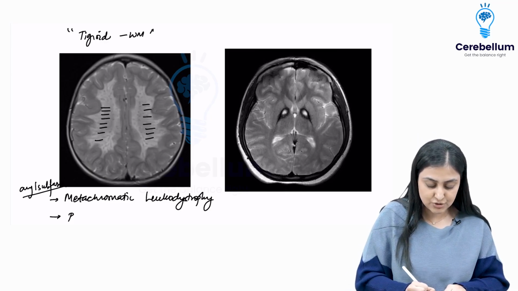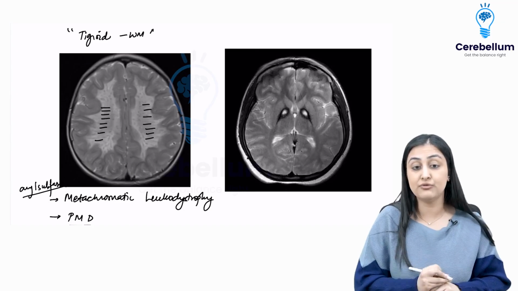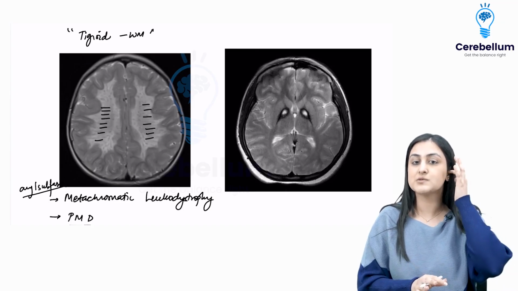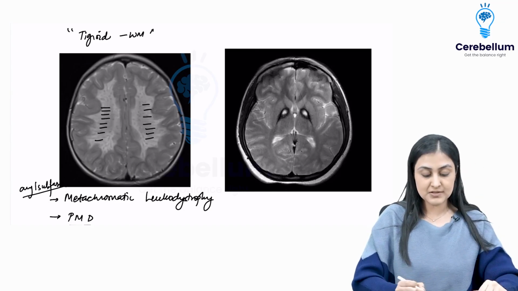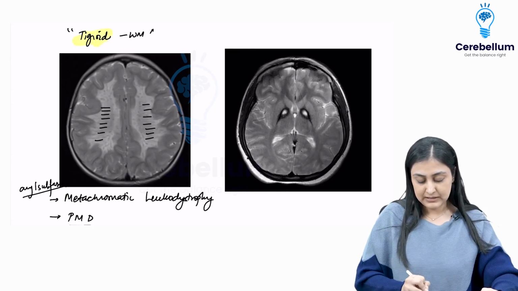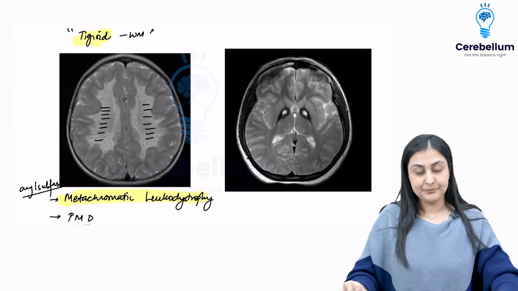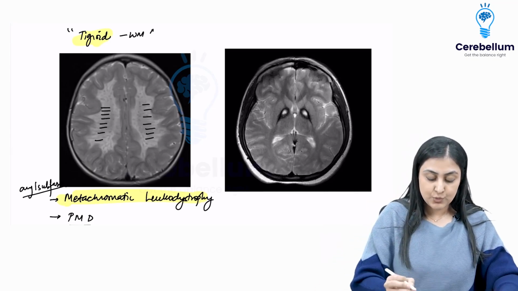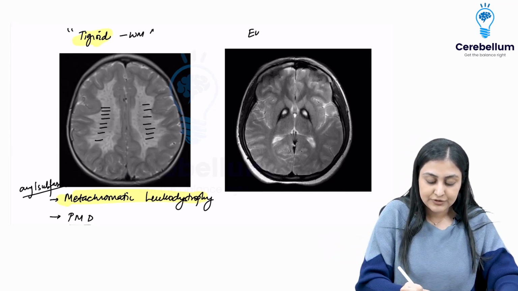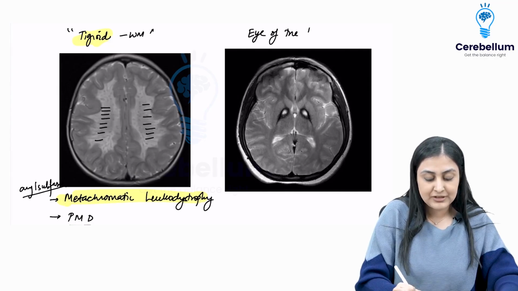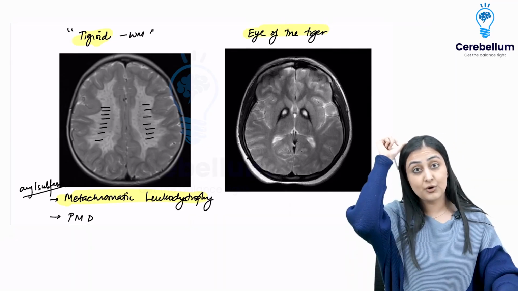There's another syndrome called Pelizaeus-Merzbacher. Don't even go into the full form. Remember PMD, Pelizaeus-Merzbacher. These are two diseases with a tigroid appearance. The important one is MLD. Not to be confused with the eye of the tiger sign. So the eye of the tiger sign is also an AIIMS question. So AIIMS is definitely fond of tigers.